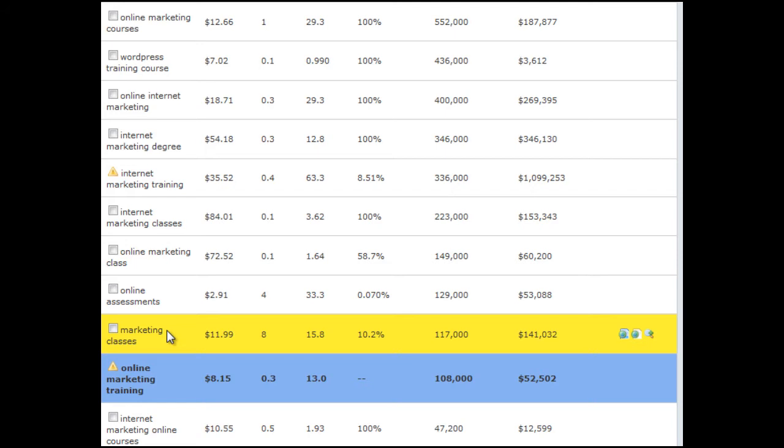That kind of makes sense when you think about marketing classes and online marketing training. There could be a lot of things that have to do with marketing classes that aren't necessarily to do with anything online. So I can see where this isn't going to be a huge intersection. 10% is actually, I think, quite a good number given those two ideas.